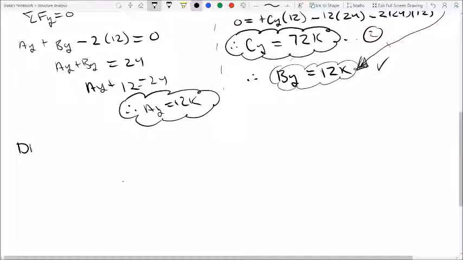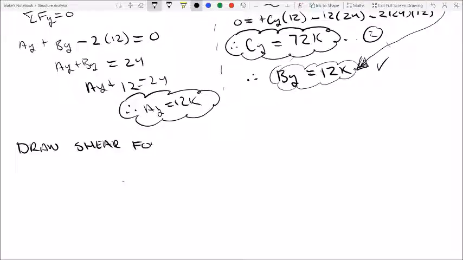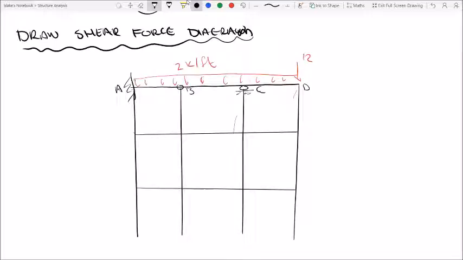We want to draw our shear force diagram. Okay, so now we've got this. Basically we want to draw this kind of grid to show that at these points there's a potential that something important, or there could be a maximum or a change could happen. So first things first, we'll draw our shear force diagram, and there's our bending moment diagram.